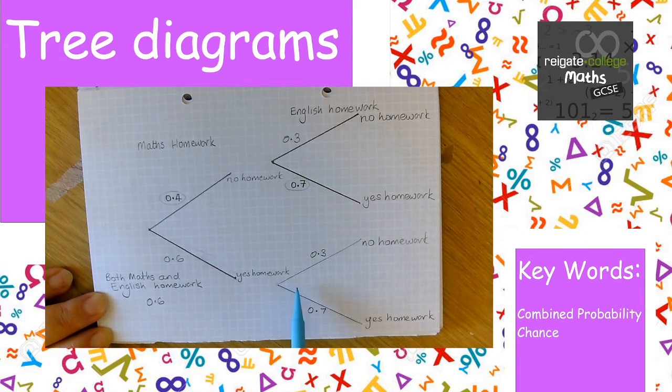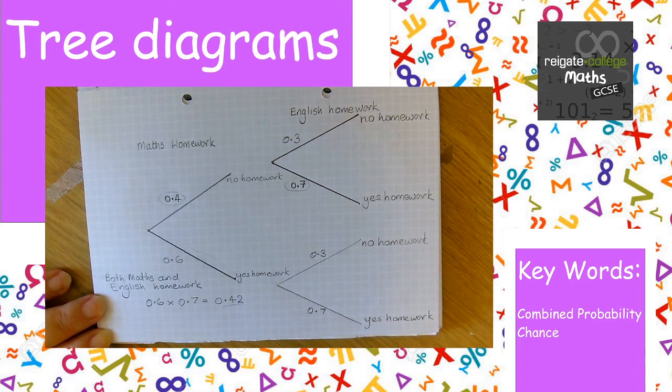From here, I'm going to travel down this bottom branch because that's the probability of getting English homework, and that's a probability of 0.7. We multiply our probabilities, and 0.6 times 0.7 is 0.42. This number can never be greater than 1. If you get a number greater than 1, you've either done the calculation incorrectly or you've put your decimal point in the wrong place. So there's a double check for you to look out for.